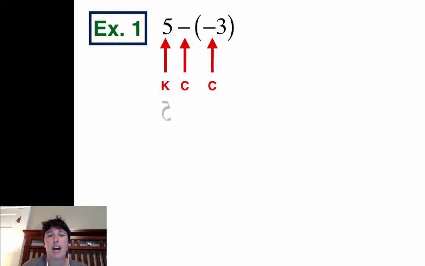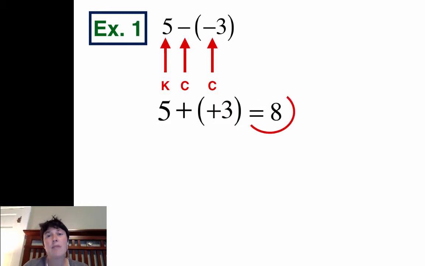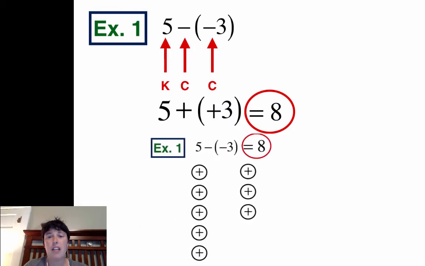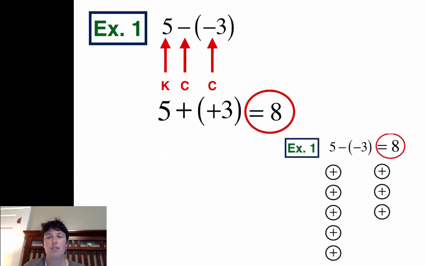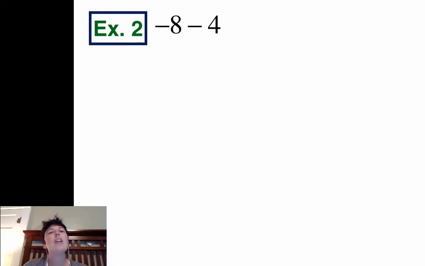KCC. We're going to keep the 5. No problem. We're going to change take away to adding, and we're going to change negative 3 to a positive 3. What's 5 plus a positive 3? 8. The exact same answer we got when we did it with our integer chips, with our positive negatives. Look, same exact answer if you look back in your notes. That's the KCC rule.